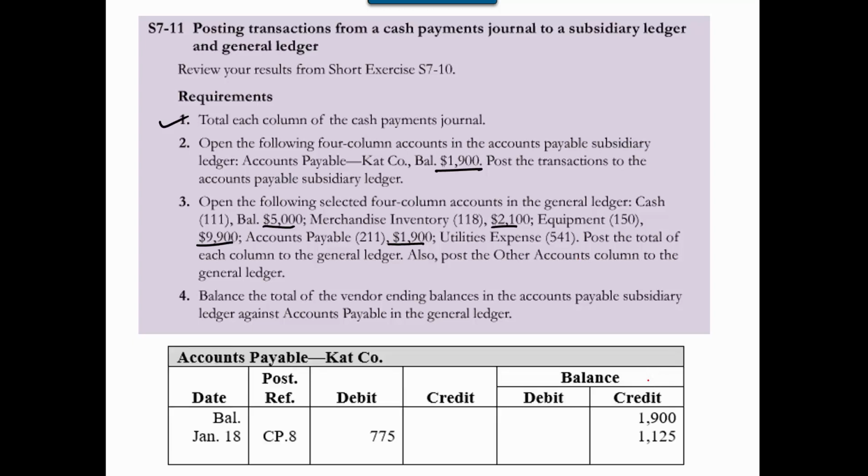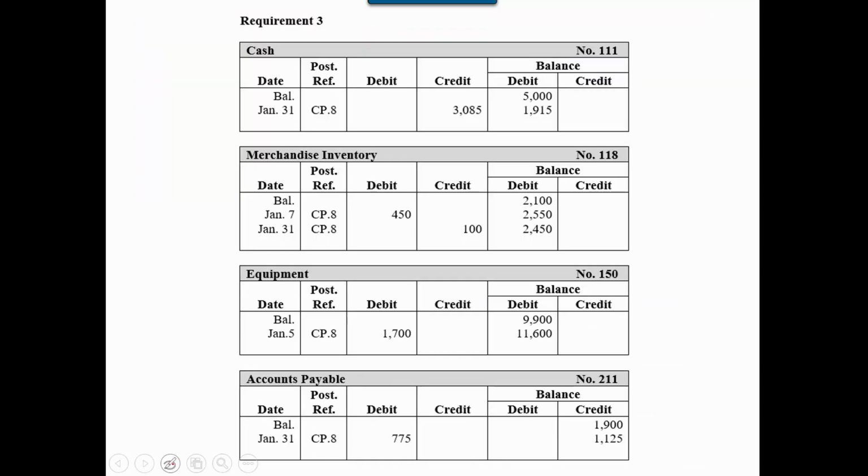So here is number 2. We had a credit balance of $1,900 that we owed them. We just debited $775 because we paid it. So the new balance, I now owe $1,125. And then I've got 1, 2, 3, 4, 5 accounts to post to here. And so again, on each of these, we can see cash had $5,000. That's a debit balance. I credited it.